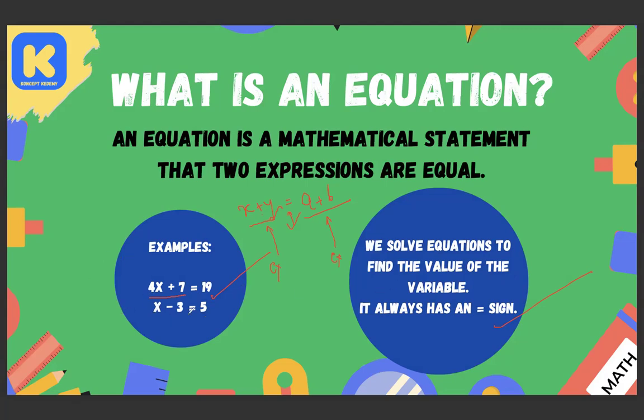Like you can see here, we have x minus 3 is equal to 5. So there are methods to solve it. In one method, we take this 3 to the other side and the sign changes. So 3 plus 5, and x is equal to 8.